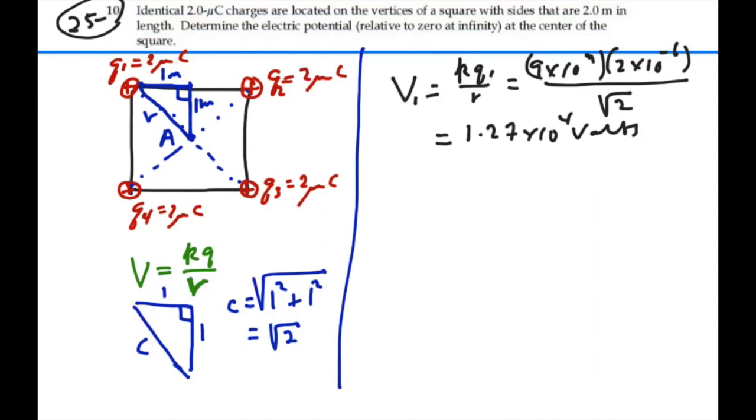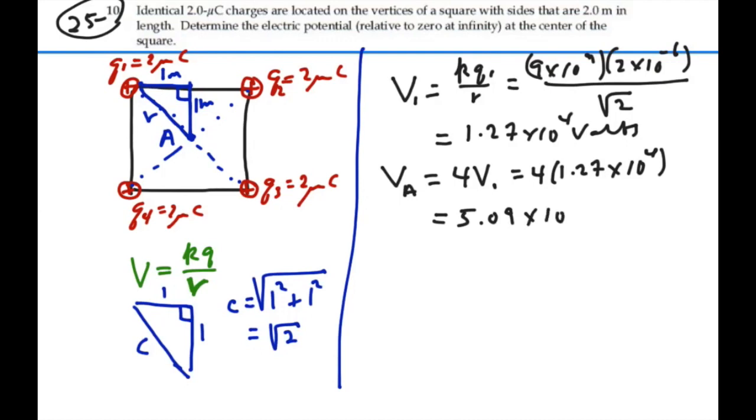Since all 4 of these are contributing the same amount, the potential at A is going to be equal to 4 times the potential from one of these. So that's going to be 4 times this 1.27 times 10 to the 4. And that will give me 5.09 times 10 to the 4 volts. Or we could say 50.9 kilovolts is the potential at the center of this square.